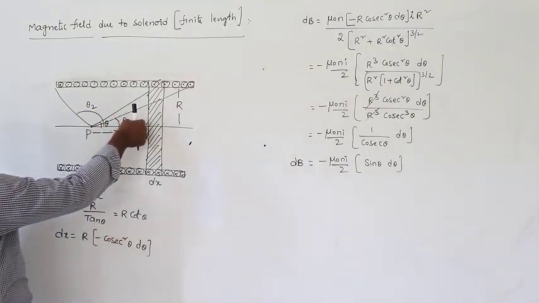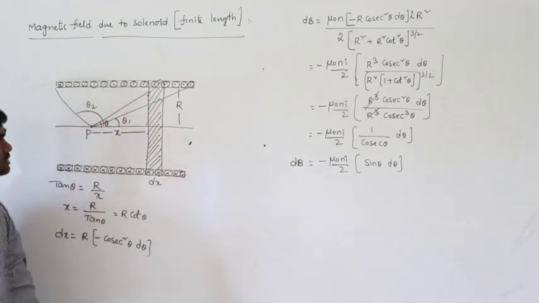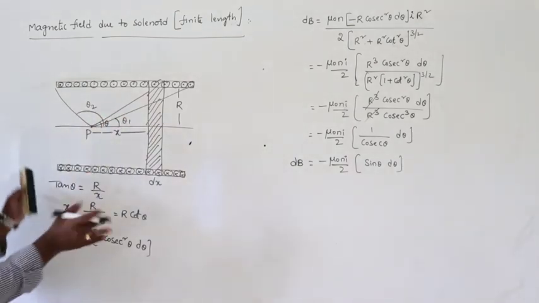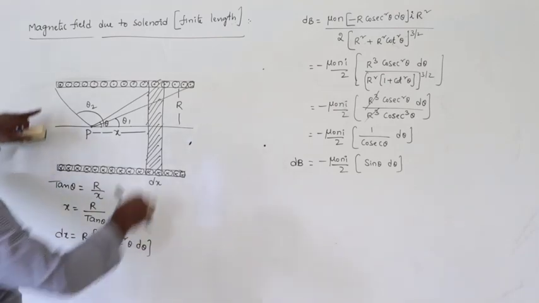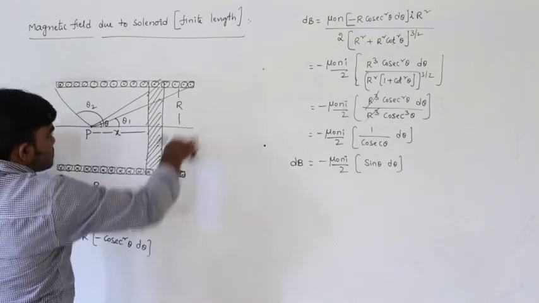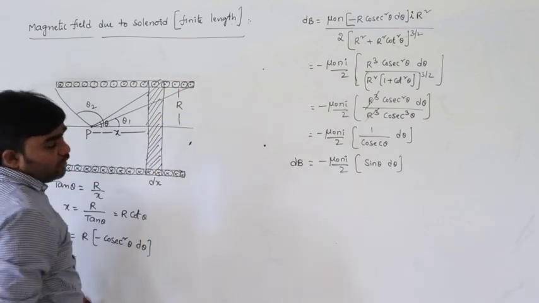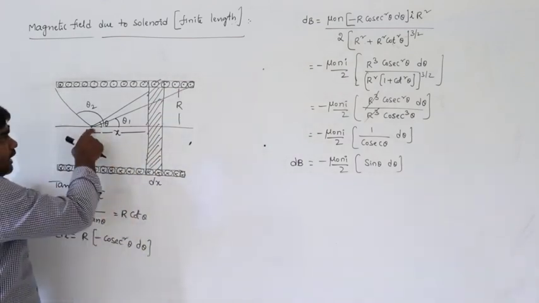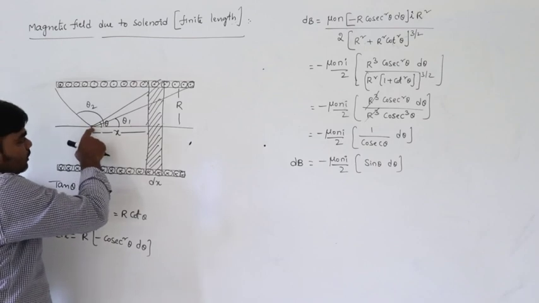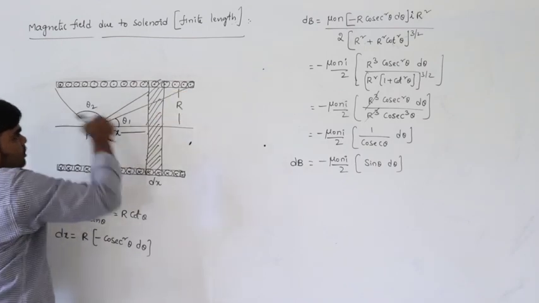This angle is considered as theta 1 and this is considered as theta 2. So that means, between the extreme ends, we have to calculate the magnetic field due to the entire solenoid. Here the angle theta varies from this point onwards to the extreme ends.